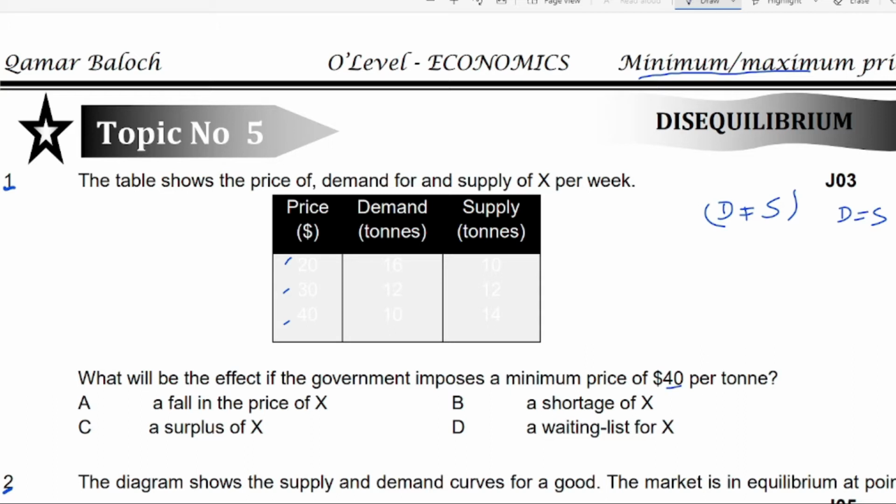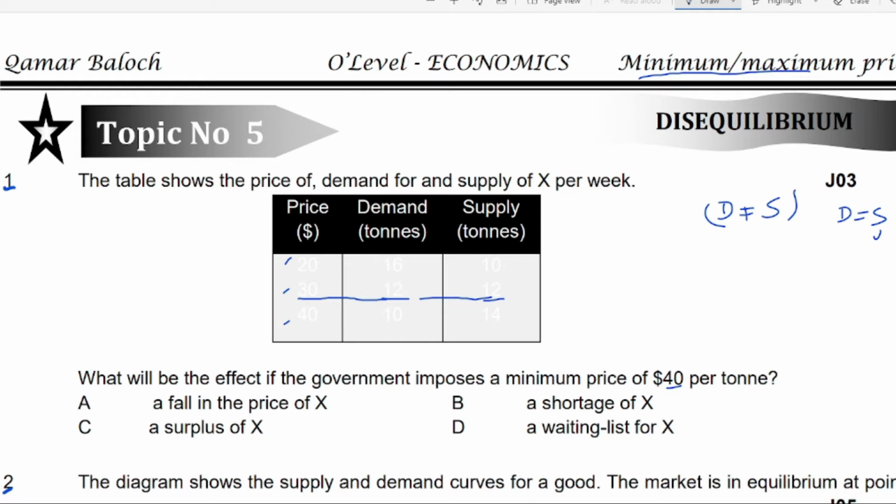So minimum price is the price set above equilibrium. First of all, we have to see where the equilibrium is taking place in this table. You can see demand is 12 and supply is 12. For equilibrium, demand and supply should be equal. So it means that equilibrium price is $30 and equilibrium quantity is 12.